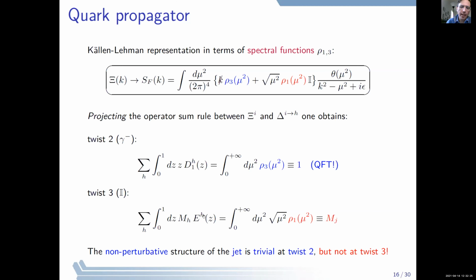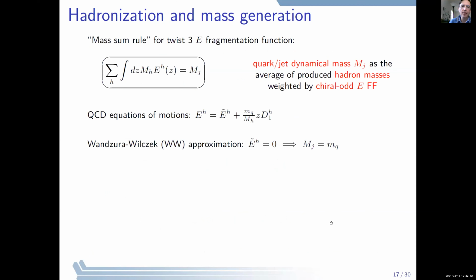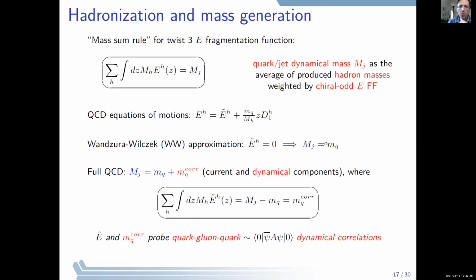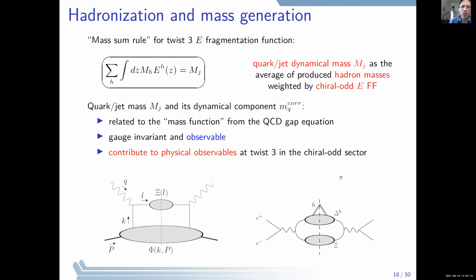The second one is a sum rule for this E function that does not sum up to 1, is not constrained by any generic property of quantum field theory or symmetries, and sums up to a mass of the stuff that is produced, to a mass scale. This mass scale can be further decomposed into a current quark mass MQ, and some mass that is dynamically generated by the correlation between the quarks and the gluons inside the hadron, and all the hadrons, because we are summing over all of them. Therefore, by summing up this E fragmentation function, the twist 3 fragmentation function, we can isolate the mass that is dynamically generated by QCD, which is extremely interesting.